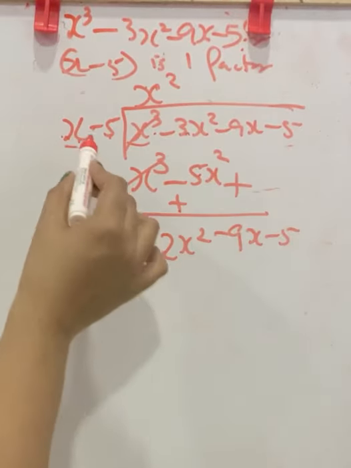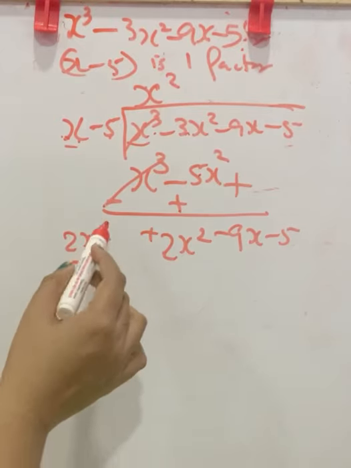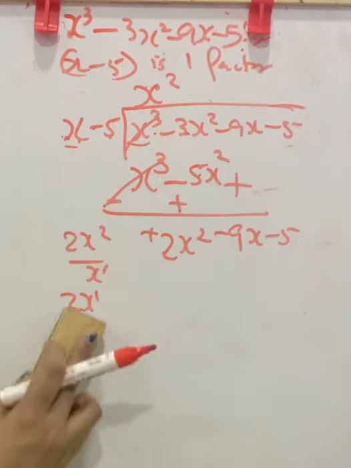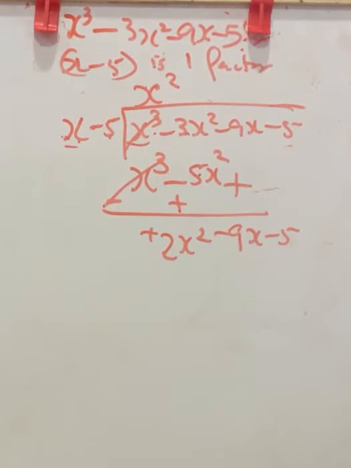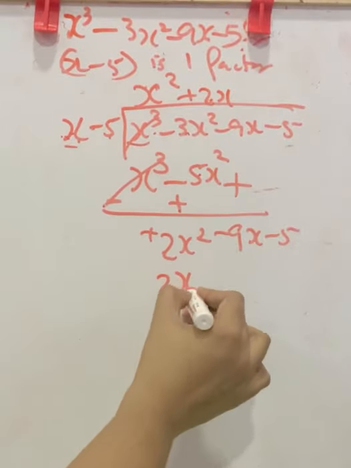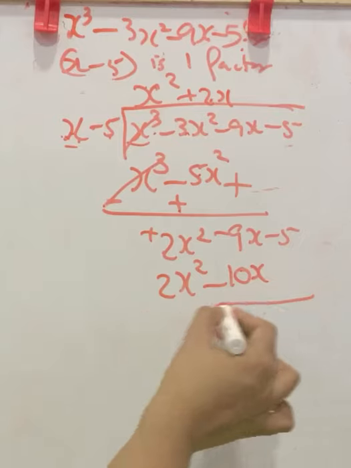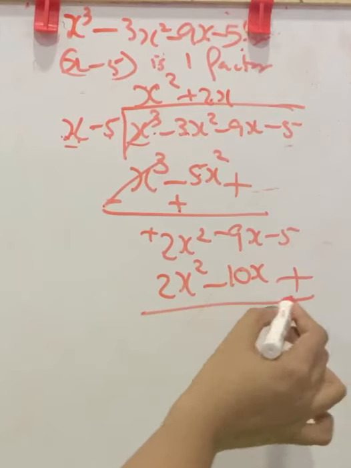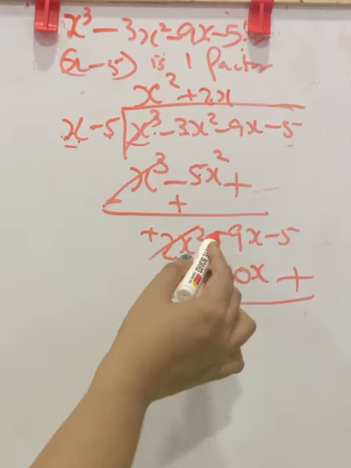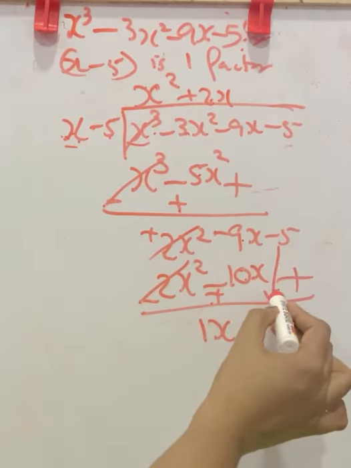2x square by x, you will get the second term. That is 2x raised to 2 minus 1, that is 1. So 2x raised to 1 means 2x. Plus 2x into x is 2x square. 2x into minus 5 is minus 10x. Subtracting, make it addition, change the signs. This will get cancelled, additive inverse. Minus 9 and plus 10 is plus 1x. Now carry down this minus 5.